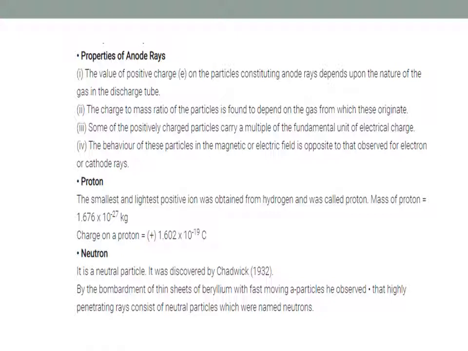Now, what are neutrons? It is a neutral particle discovered by Chadwick in 1932, by the bombardment of thin sheets of beryllium with fast moving alpha particles. He observed that highly penetrating rays consist of neutral particles which were named neutrons.